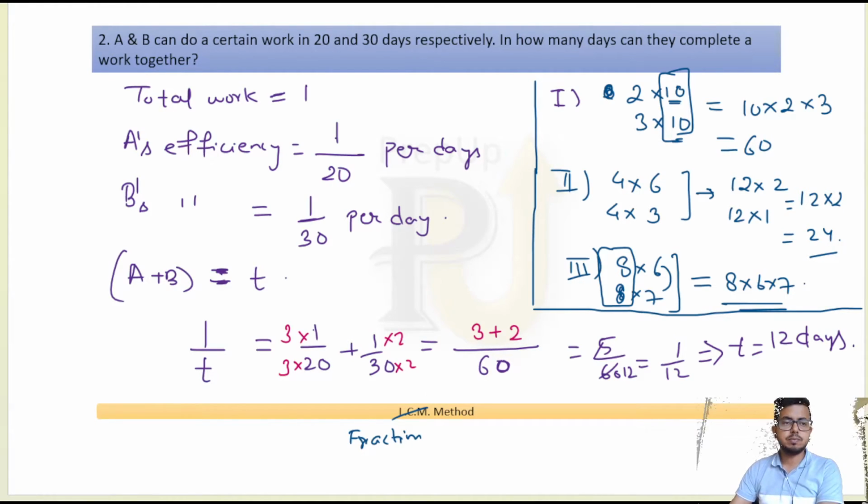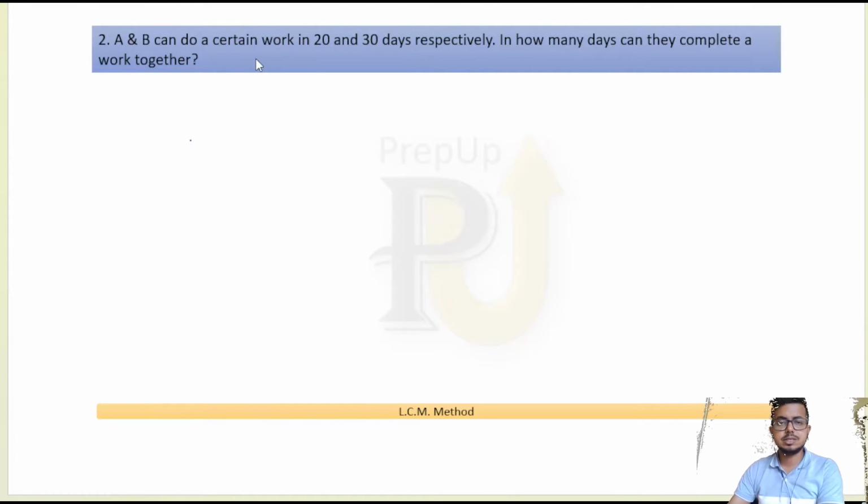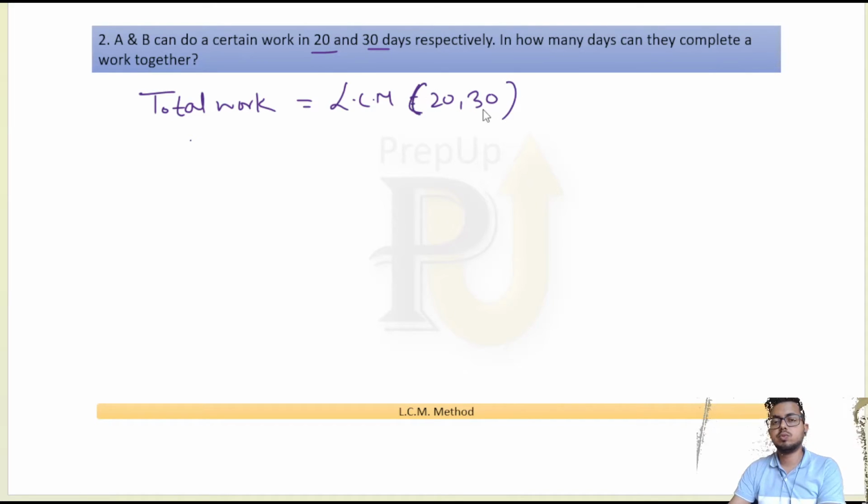Now how would I do it with LCM? Is there any method which can reduce my time, which is really important in CAT preparation? So 20 and 30, let us do the same question while taking the total work. Here the total work done by A and B would be LCM of 20 and 30. So what are we doing here? The LCM of 20 and 30 would be 60 units.